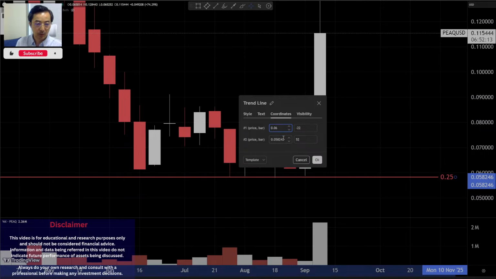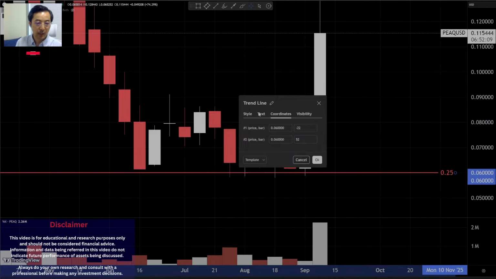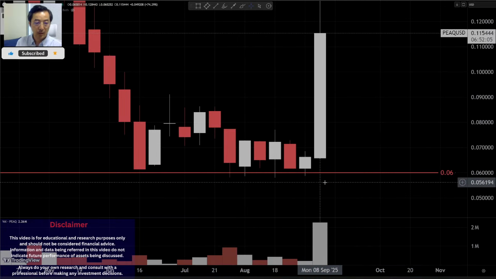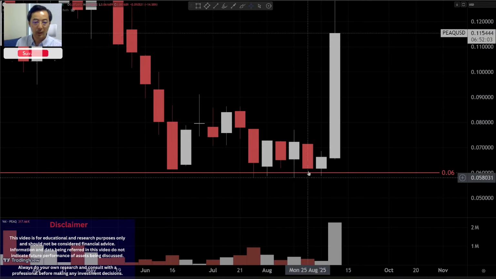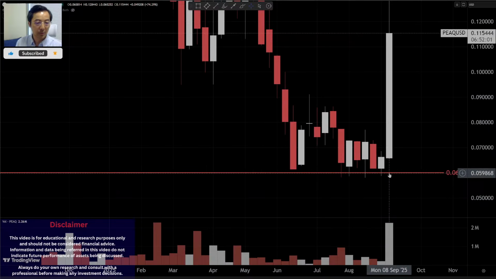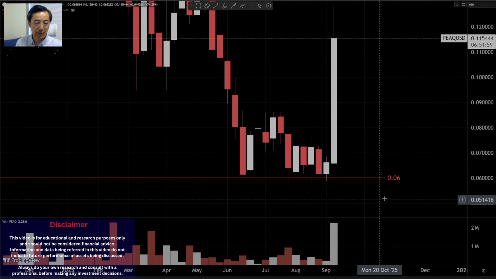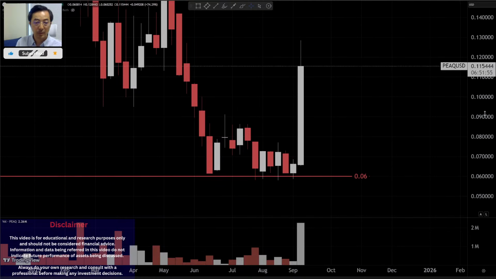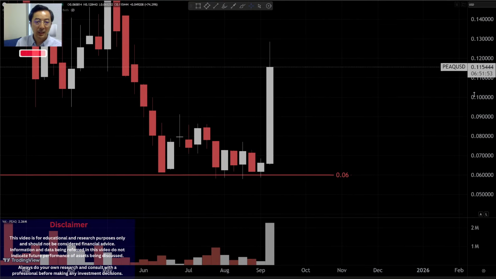I don't want to make it too complicated because we all know it's a range, so it's fine if it's 0.06. Well, a bit of wicks out there, but we know the candle bodies never close beyond this level, so if it happens, it's probably the apocalypse type of scenario for PEAQ.